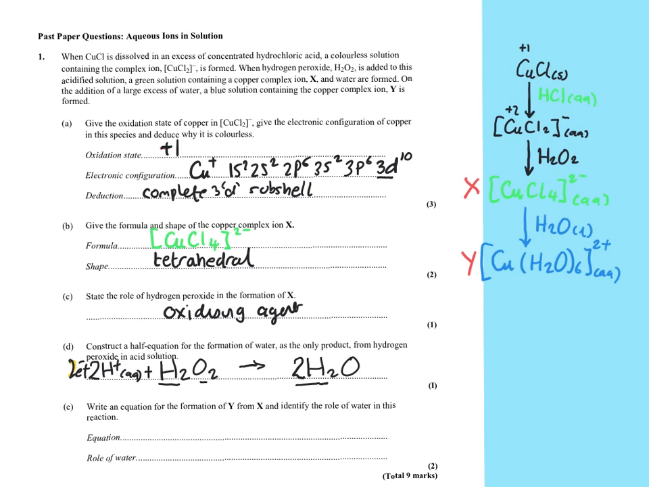Finally, write an equation for the formation of Y from X and identify the role of water in this reaction. So we have the tetrachlorocopper(II). We're adding water molecules, and that substitutes the chloride ligands. We form the blue [Cu(H2O)6]2+ complex, and all of the chloride ligands get substituted, and therefore the water is behaving as a ligand.